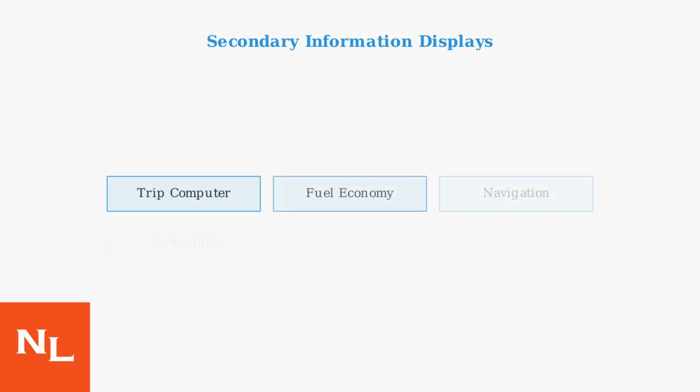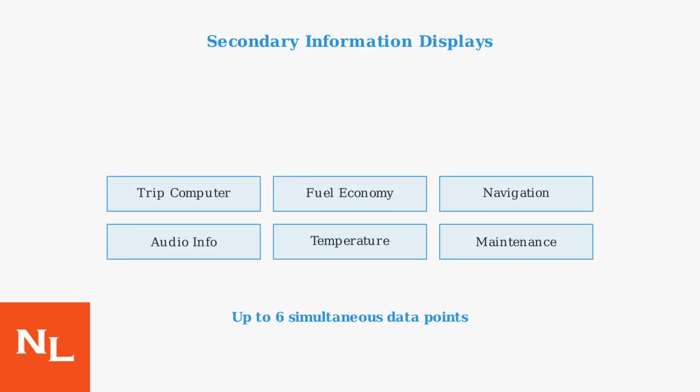Secondary information displays allow you to show up to 6 simultaneous data points on your cluster. This includes trip information, fuel economy, navigation details, and other driving metrics.